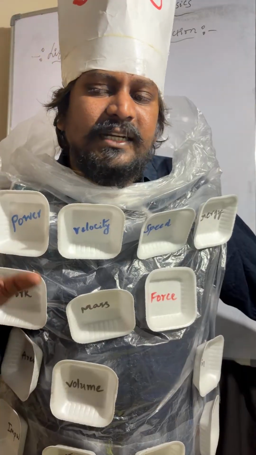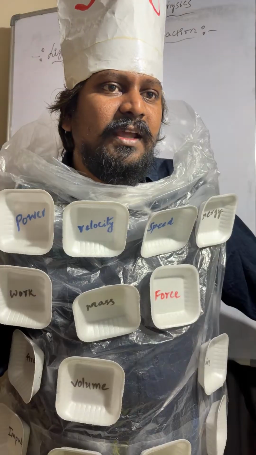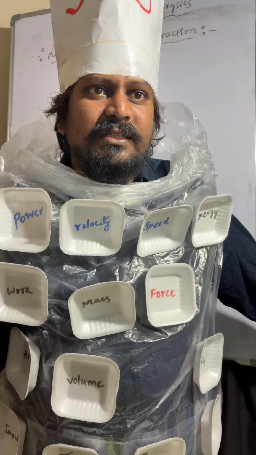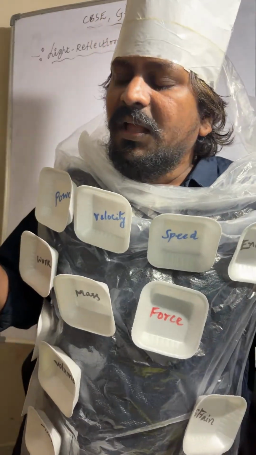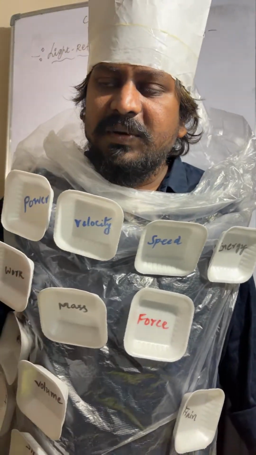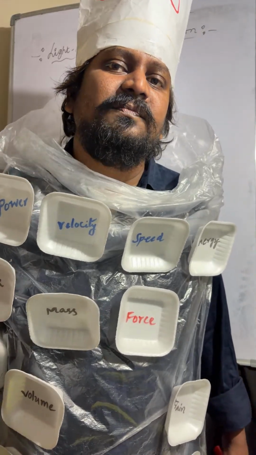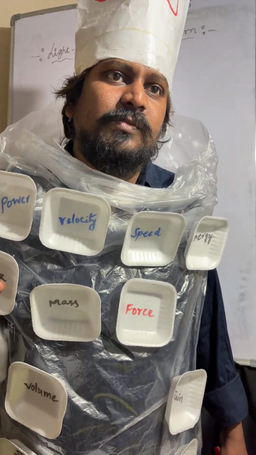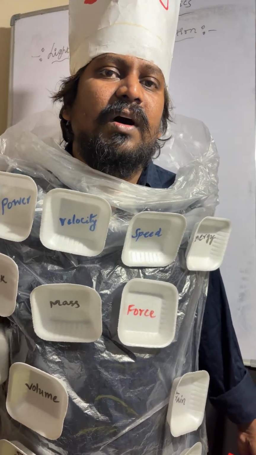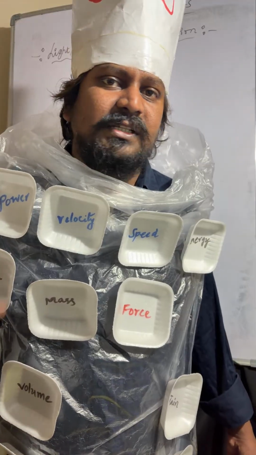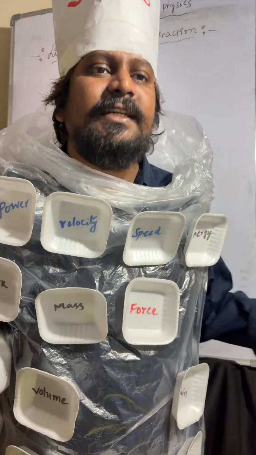Regular reflection takes place on a plane mirror, and also on a still lake water surface. Irregular reflection takes place on a rough surface. The best example is a wall, where irregular reflection takes place. Understood? Now we will discuss object and image.